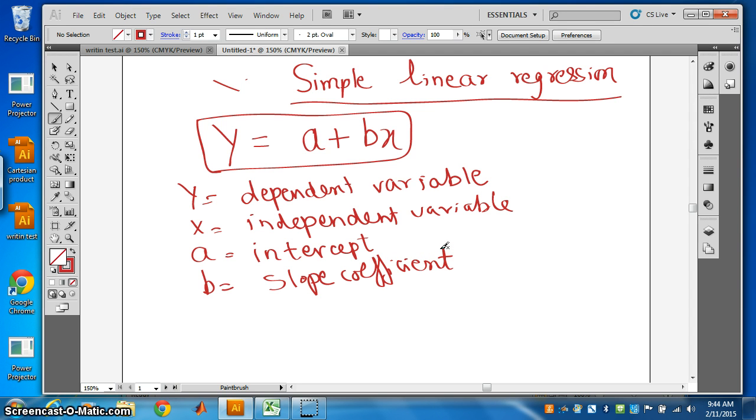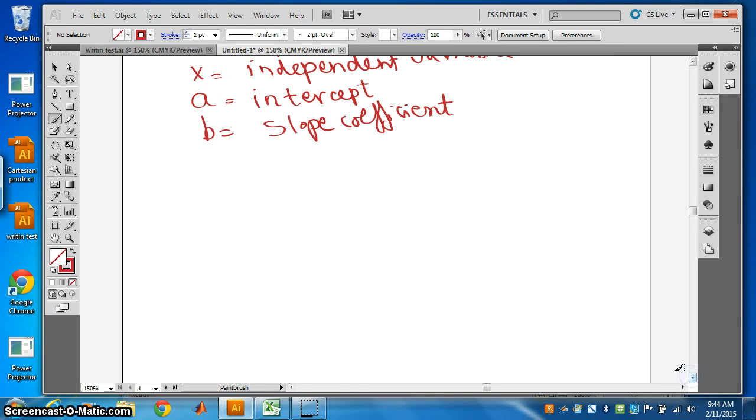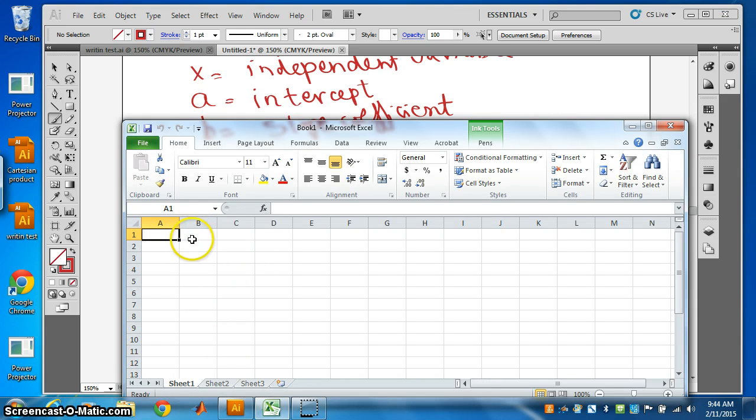We'll take one example, x and y, two different variables, and try to plot them in the graph. Let's see what type of straight line do we get. So we can use Excel in this. I'll take two different variables, x and y. X can be number of pages in a book and y is the selling price.